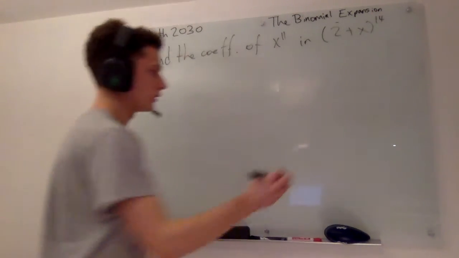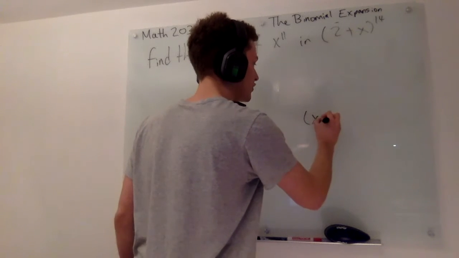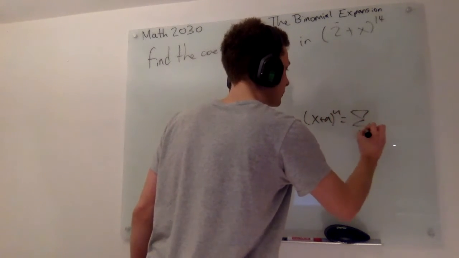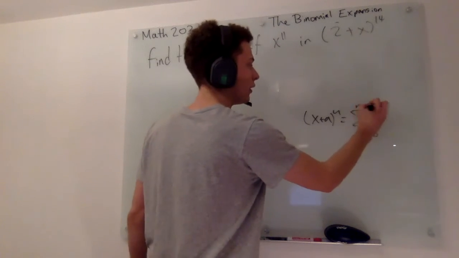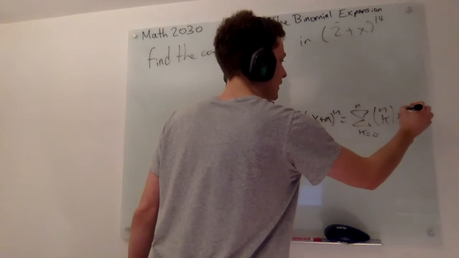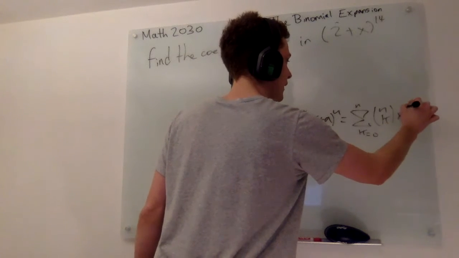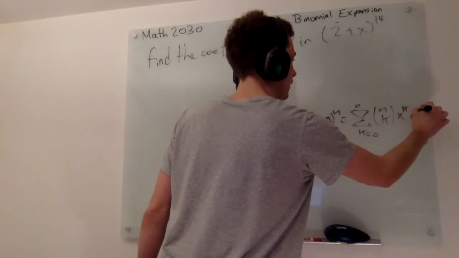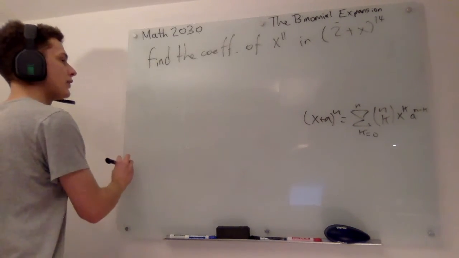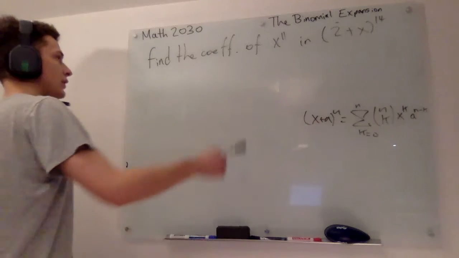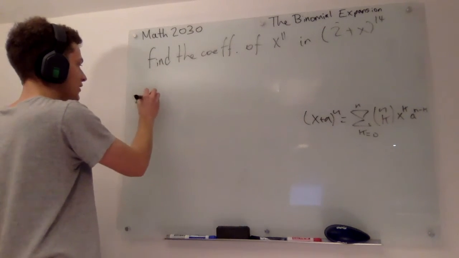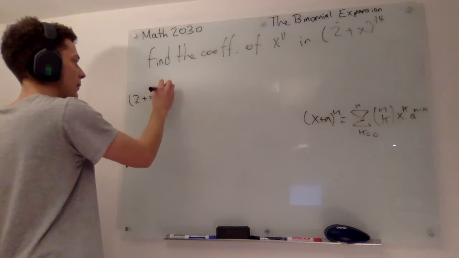Now, recall our formula was (x + a)^n is equal to the sum from k equals 0 all the way to n of n choose k, x^k, a^(n-k). Okay, so what we're going to do to solve this is plug this into the formula. So we'll get (2 + x)^14.